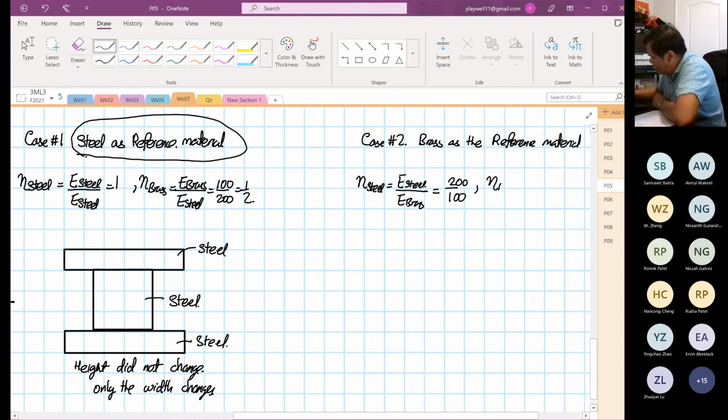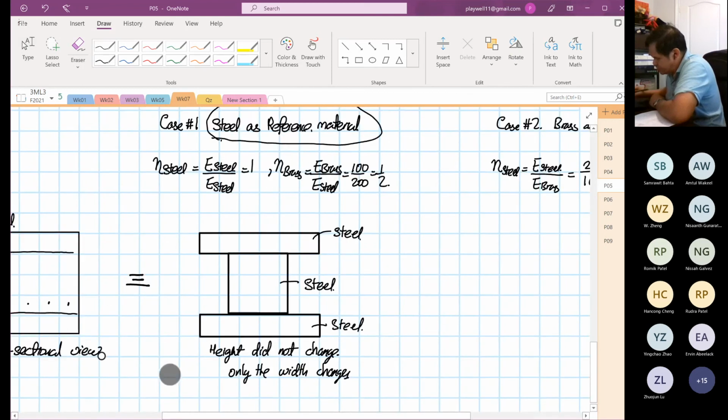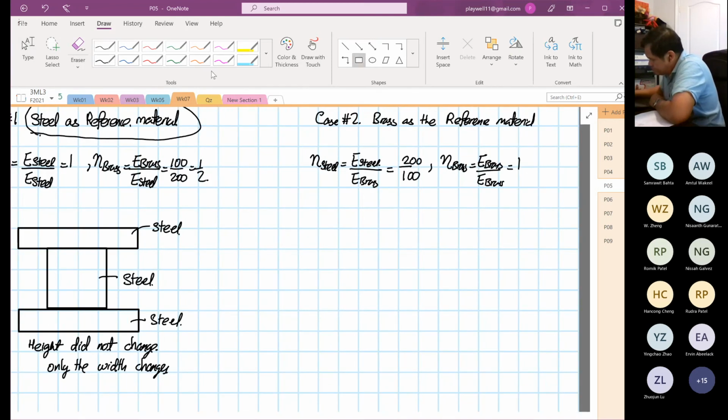Then when we go for N of brass, this is E of brass divided by E of brass, which is equal to 1. Geometrically, how does it look? The brass did not change, so this is still 6 by 3. 2, 4, 6 by 3 is still the same. So this is still your brass.